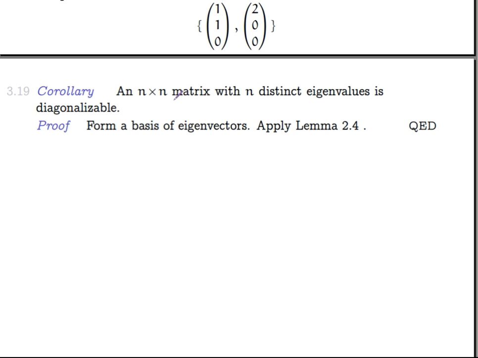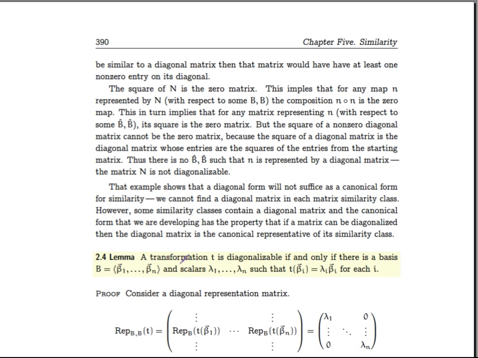Okay, so let's see what Lemma 2.4 is. Lemma 2.4 says a transformation is diagonalizable if and only if there's a basis and n scalars lambda. These lambdas are the eigenvalues corresponding to these eigenvectors. So a transformation is diagonalizable if and only if there's a basis of eigenvectors. And that's exactly what we've shown here: if the eigenvalues are all distinct, then there is a basis of eigenvectors. And that's it for this section.